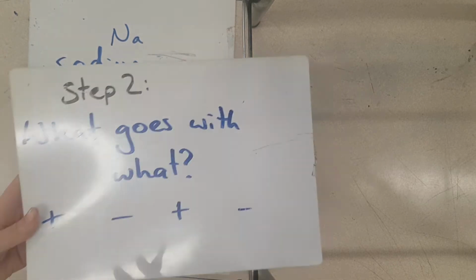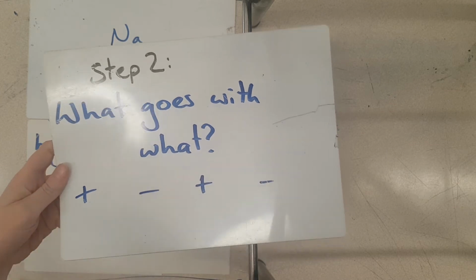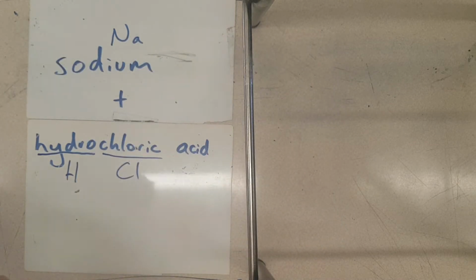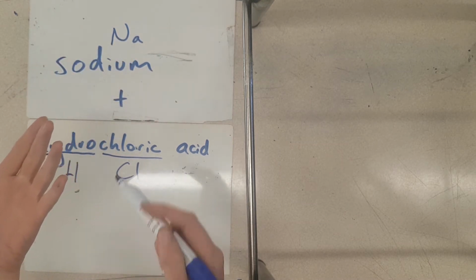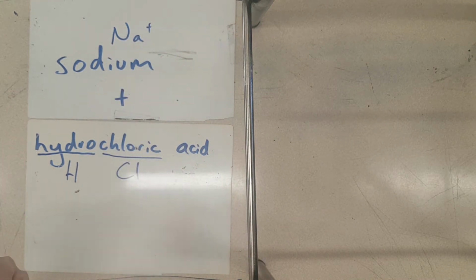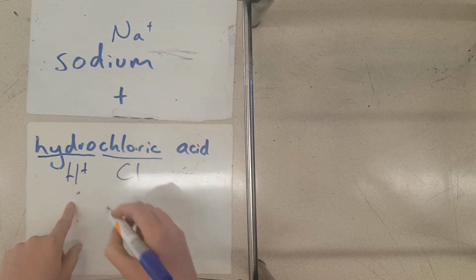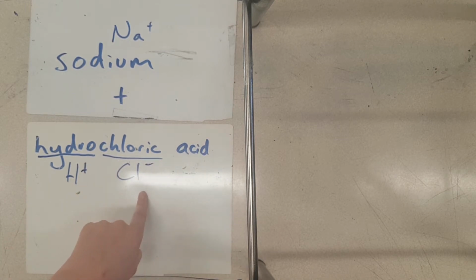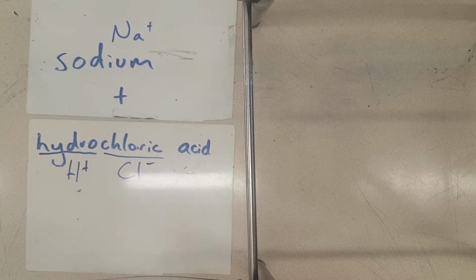The second step is we have to figure out what goes with what. We have to figure out, is it positive, is it negative, and what can match up. Because we know our positives can't go with positives, negatives can't go with negatives. So sodium we know is a plus, and if you're not sure you can look at your table on page 22. Hydrogen, also a plus, and chlorine, that's a minus. So we've got sodium is plus, hydrogen's plus, chlorine's minus. So we have to figure out, well, what can go with what?